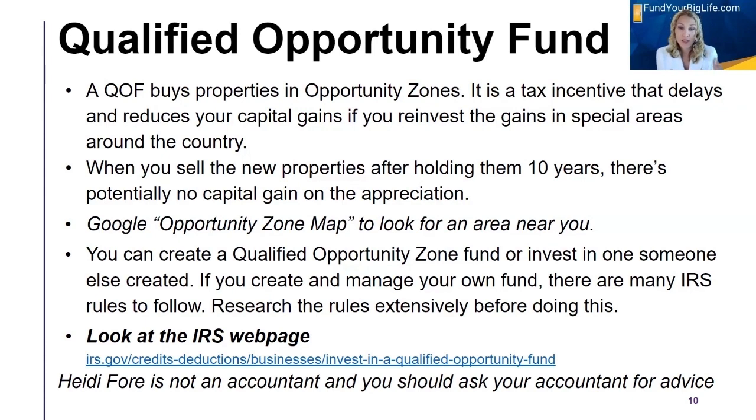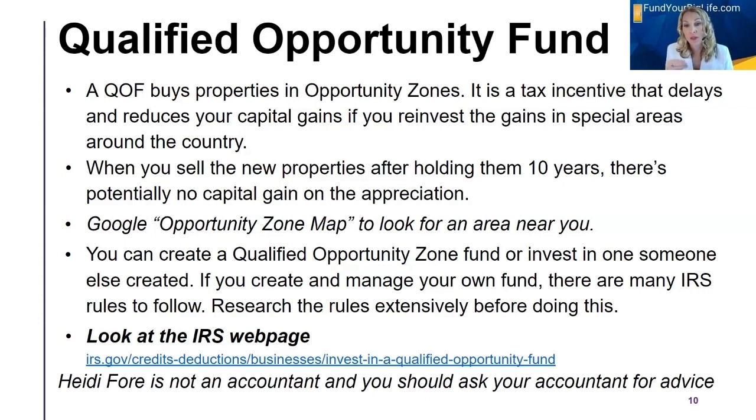And they're areas where you can use this as a way to sell a property and then buy a property, maybe buy 2 properties, and then bring in more profit per month. So this is a tax incentive that delays and reduces your capital gains tax on the rental property that you sold, that you had some equity in, wherever it is. It can be in the US or it can be outside of the US. Either way, you can reinvest the gains in these special areas around the country.